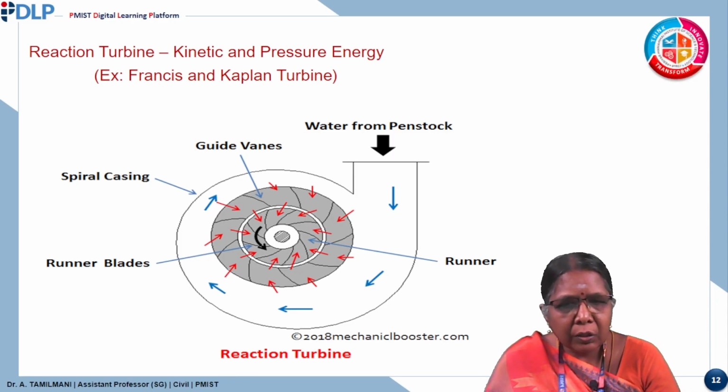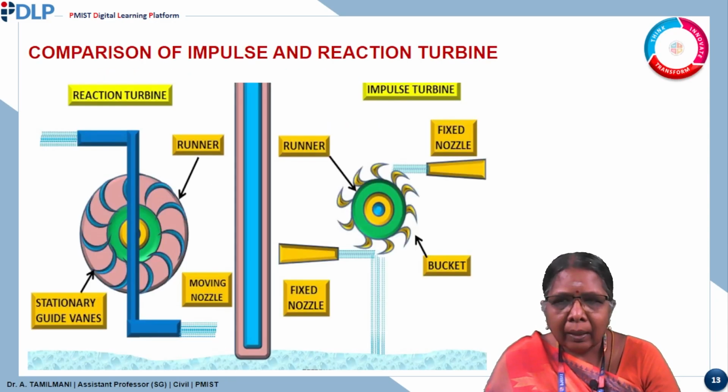When the area of flow is slowly reduced, the pressure energy of water is converted into kinetic energy. The kinetic energy moves the blades, which in turn runs the turbine. The rotational energy is again converted into electrical energy. Examples of reaction turbines are the Francis and Kaplan turbines.